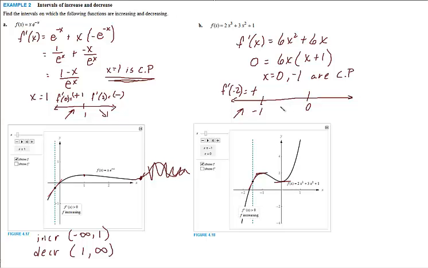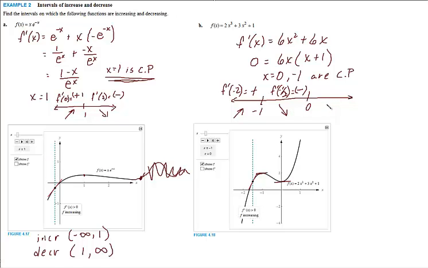Let me choose something in between negative 1 and 0. Nothing really strikes my fancy. I'll choose a half, but I don't really care what the number is, I just care what the sign is. So I'm choosing negative a half. That's negative, that's a positive, so this would be a negative answer. That means it would be decreasing from negative 1 to 0.